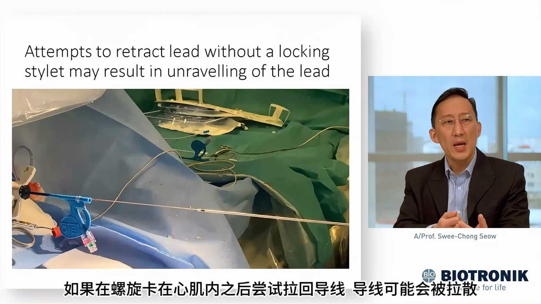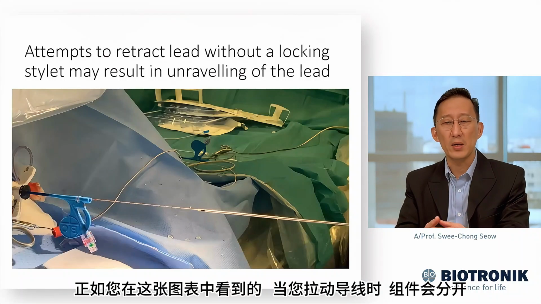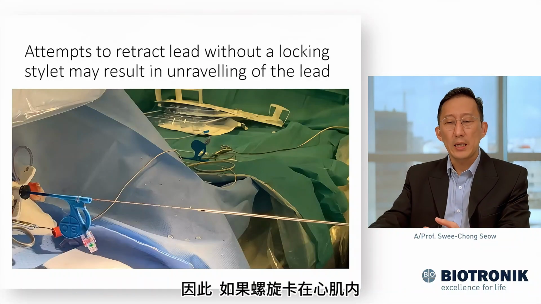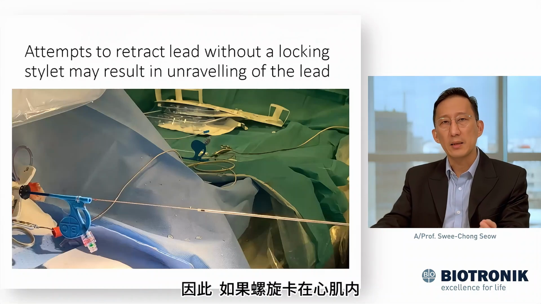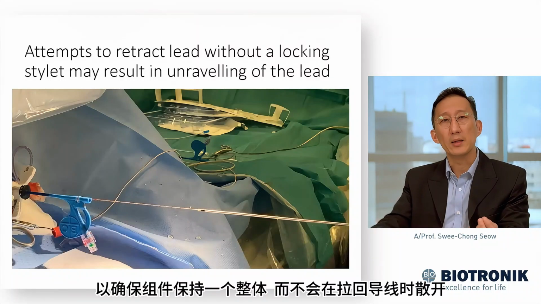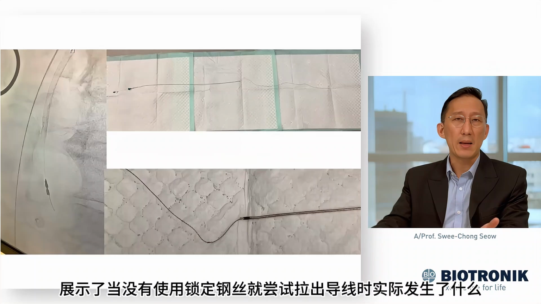If an attempt is made to pull back on the lead after the helix has become trapped within the myocardium, the lead may unravel, as you can see in this diagram here, because the components just come apart when you pull. And so in a situation where the lead helix is stuck in the myocardium, I would recommend that we use a locking stylet to ensure that the components stay as a unit without unraveling when you pull back on the lead. These are further pictures to show what actually happened when an attempt was made to pull the lead out without a locking stylet.